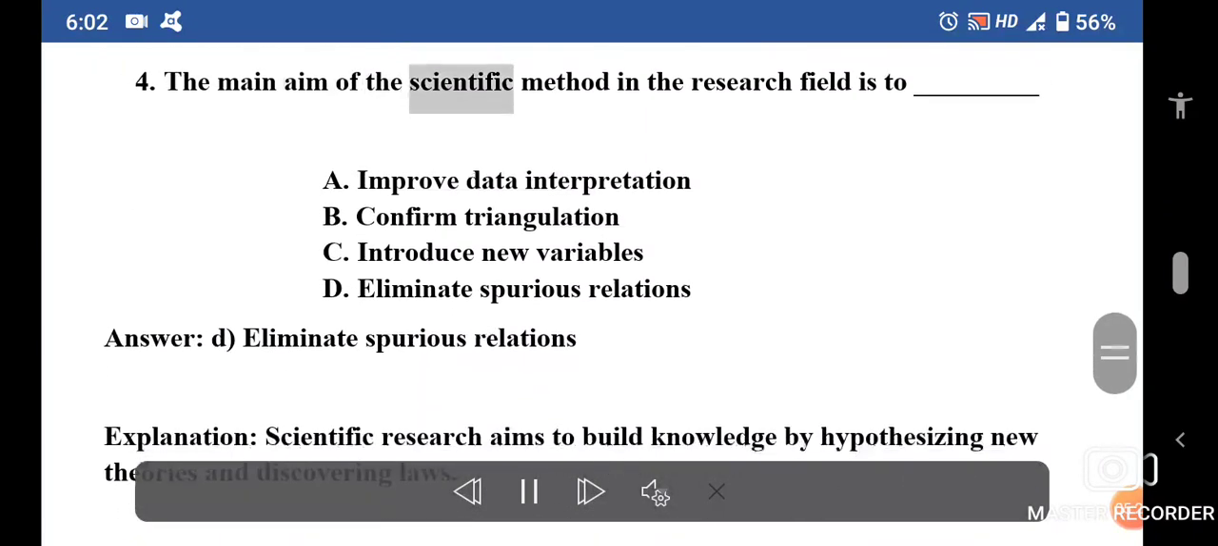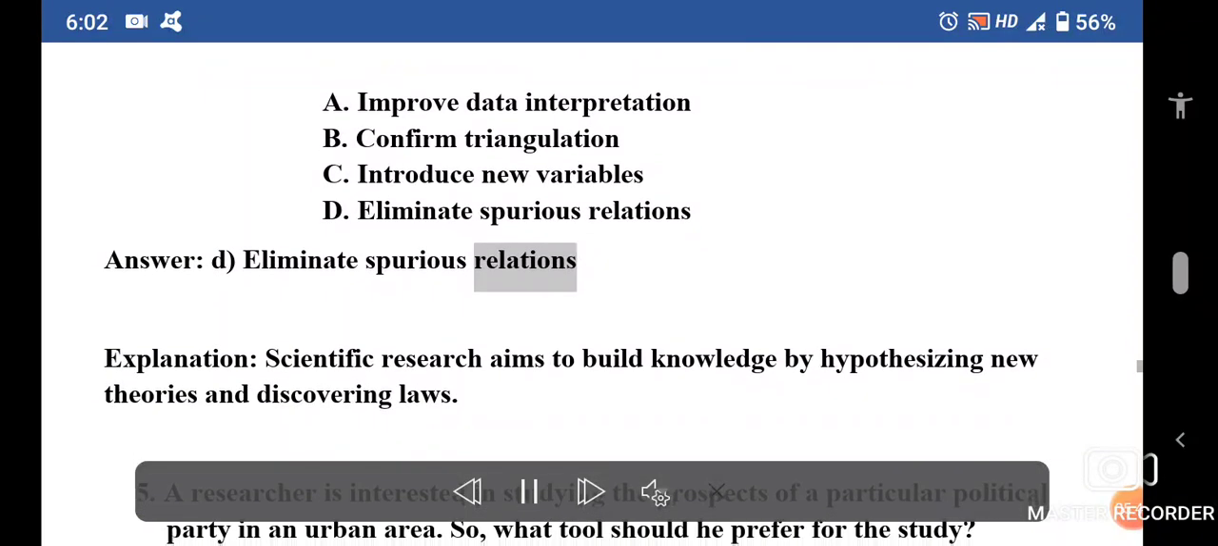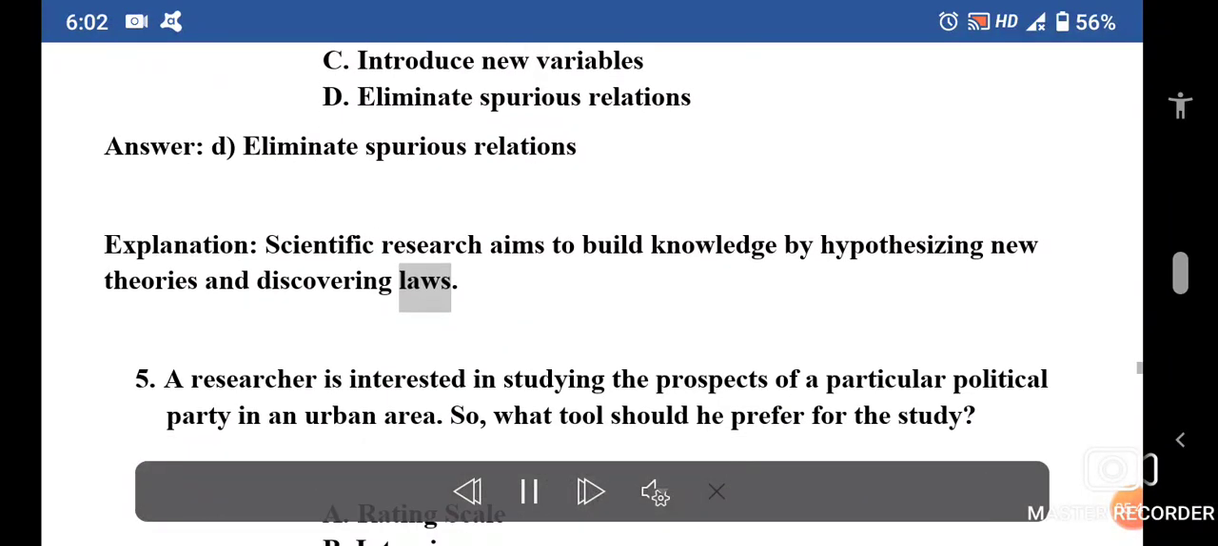The main aim of the scientific method in the research field is to blank. Improve data interpretation. Confirm triangulation. Introduce new variables. Eliminate spurious relations. Answer D. Eliminate spurious relations. Explanation: Scientific research aims to build knowledge by hypothesizing new theories and discovering laws.